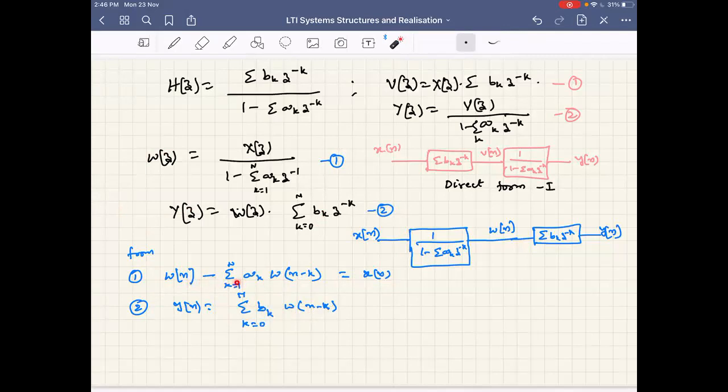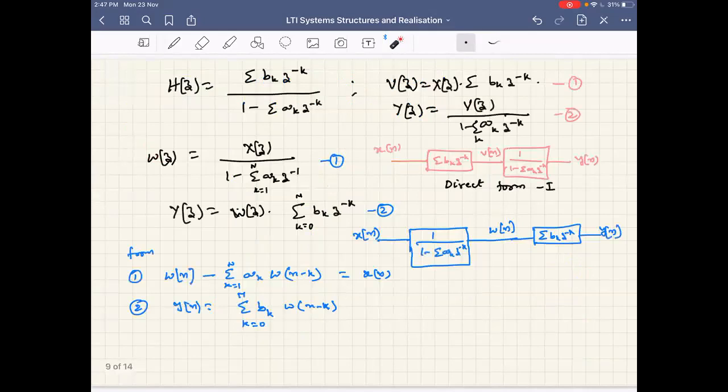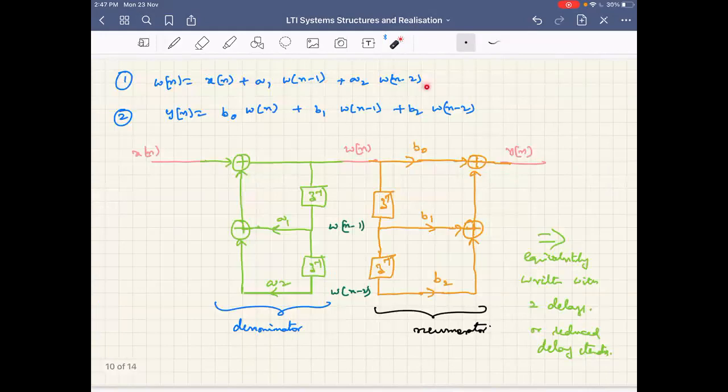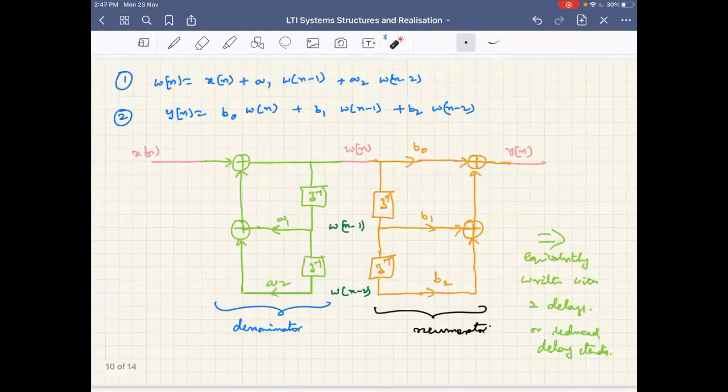Okay, I would like to use these two now, 1 and 2, to realize the IIR system, and see if there is an advantage in it. For ease of understanding, let us consider second order systems where there are only two delays, or z power minus 2 terms. Hence the first equation gives w[n] is equal to x[n] plus a1 w[n minus 1] plus a2 w[n minus 2]. Similarly, y[n] is equal to b0 w[n] plus b1 w[n minus 1] plus b2 w[n minus 2]. Okay, so now let us see how to realize these two.